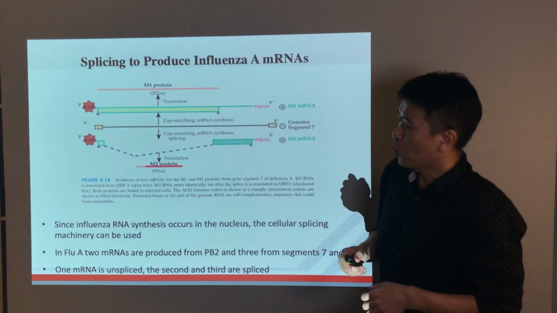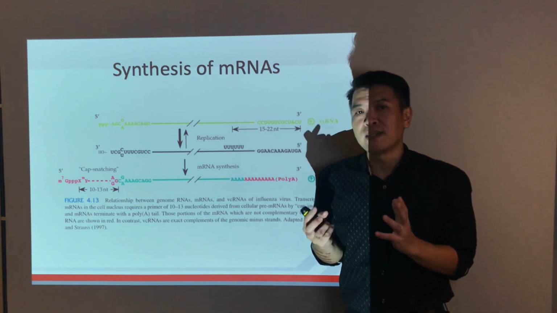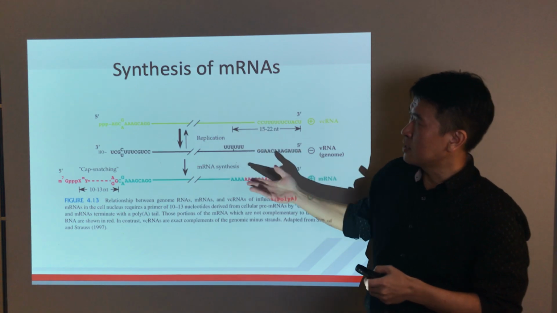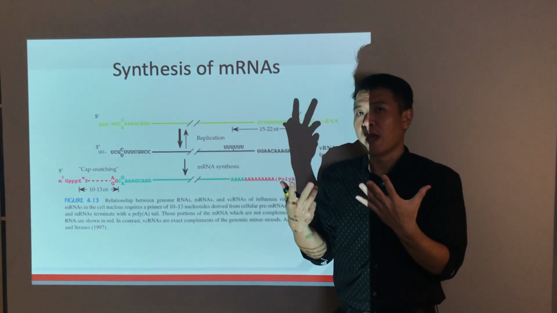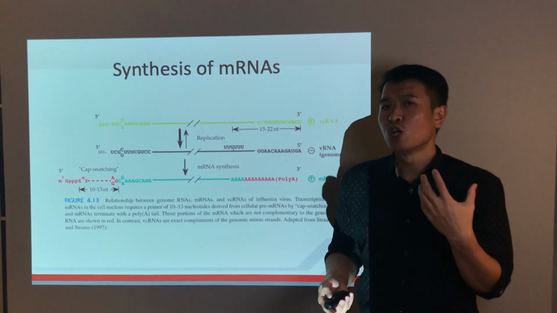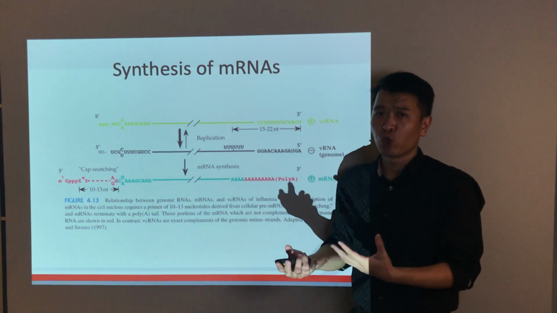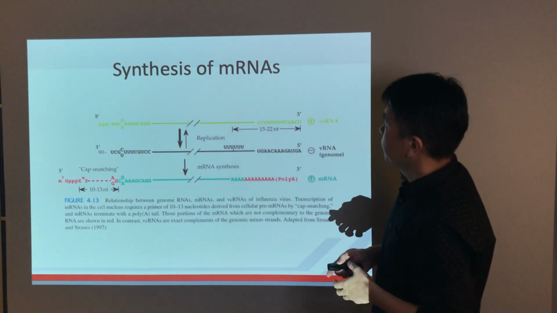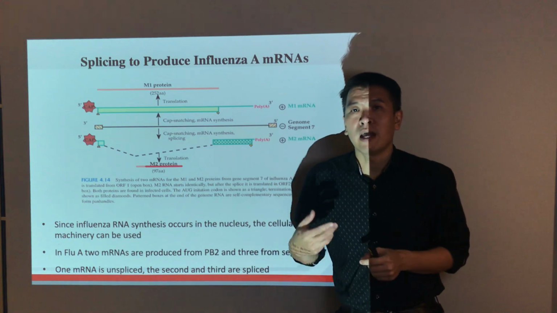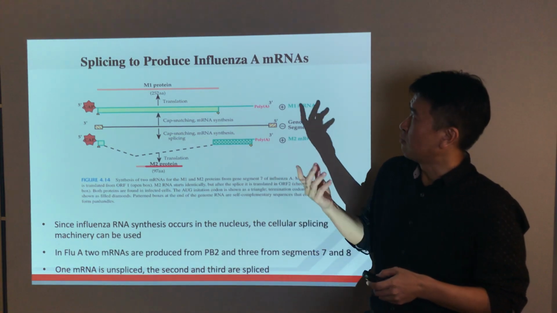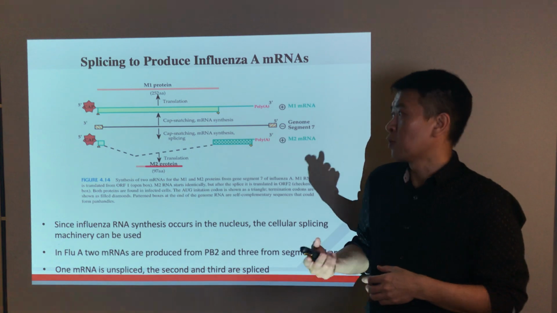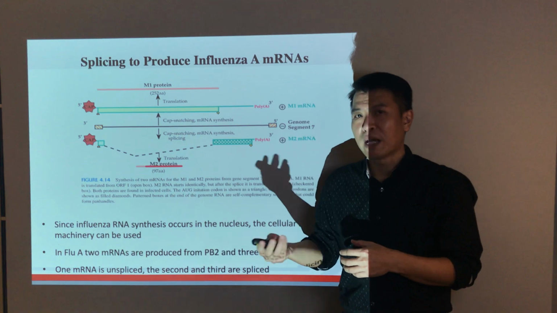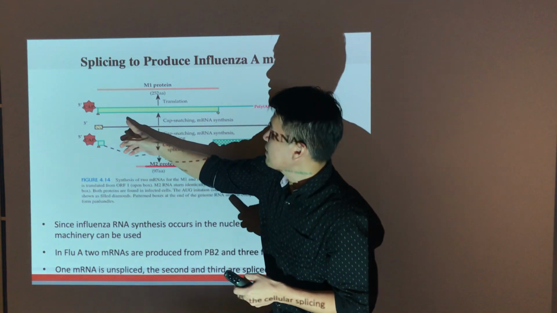Okay, so remember we have a total of 8 segments of RNA for influenza virus. So using this synthesis, we produce 8 mRNA. However, do you remember that I mentioned there are a total of 18 proteins produced by the 8 segments? So the mRNA produced by influenza A also undergoes a process called splicing, using the host spliceosome, where they splice the mRNA.